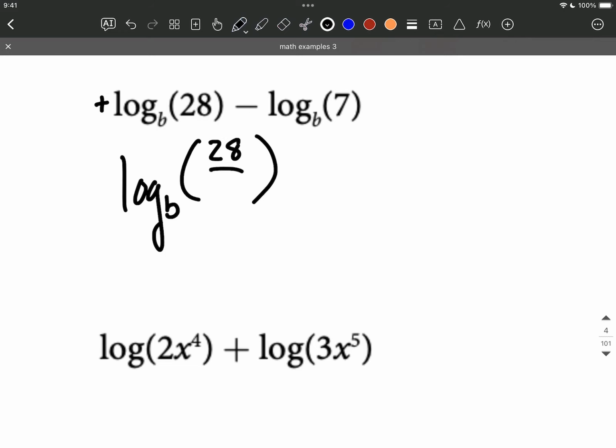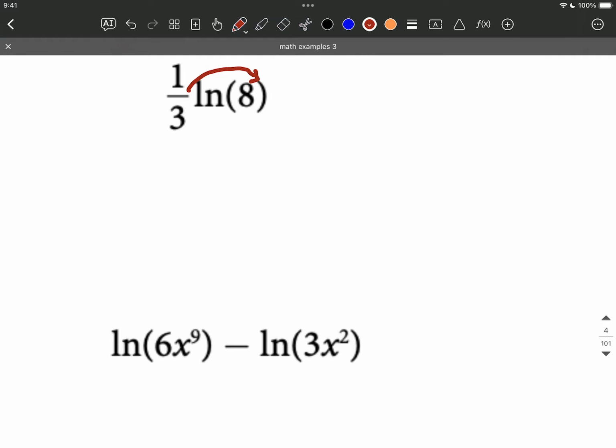All right, next one we have 1/3 times the natural log of 8. So to get started on this, we notice we have a 1/3 out in front. It's not a 1 out in front, so we're going to use our exponent rule that says that 1/3 can come up and be the exponent attached to that 8. So we start out and we're going to go natural log of 8 raised to the 1/3 power.